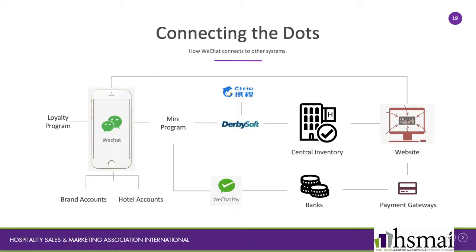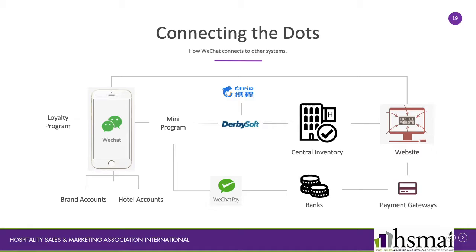So how do you connect to the other systems? I kind of covered it before. One is use the interface to connect to your central reservation system, which also can benefit you to connect to Ctrip as well. So you can do both. Use the WeChat Pay to connect to the bank. So it's all quite mature technology.